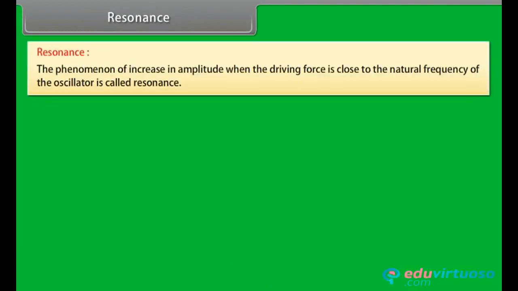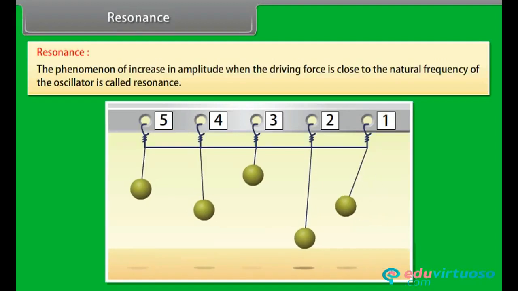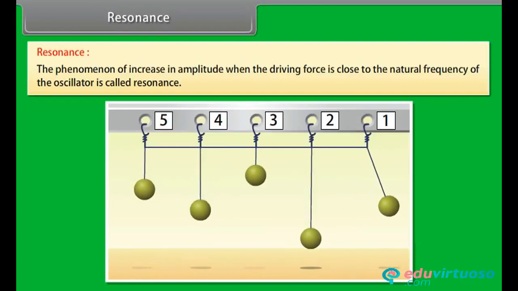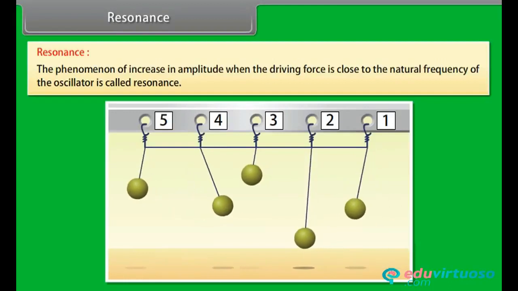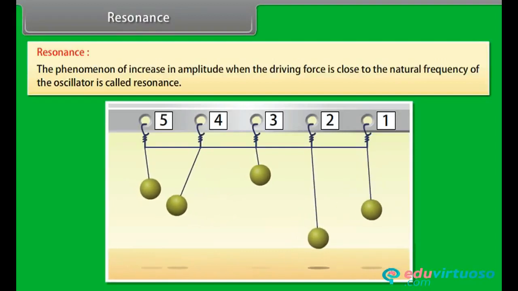Resonance. The phenomenon of increase in amplitude when the driving force is close to the natural frequency of the oscillator is called resonance. Let us understand with an example. 5 simple pendulums of different lengths are suspended from a common rope. The pendulums 1 and 4 have the same lengths and the others have different lengths. Now, let us set pendulum 1 into motion. The energy from this pendulum gets transferred to other pendulums through the connecting rope and they start oscillating. The driving force is provided through the connecting rope. The frequency of this force is the frequency with which pendulum 1 oscillates.